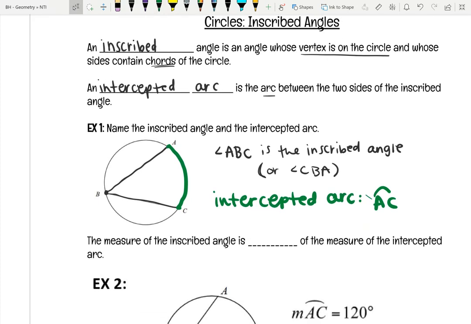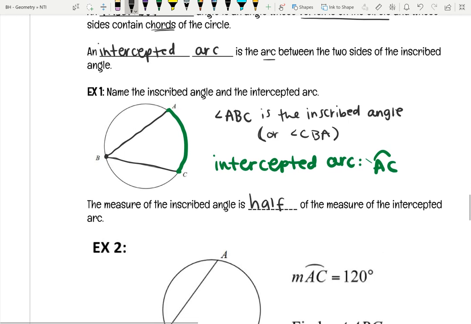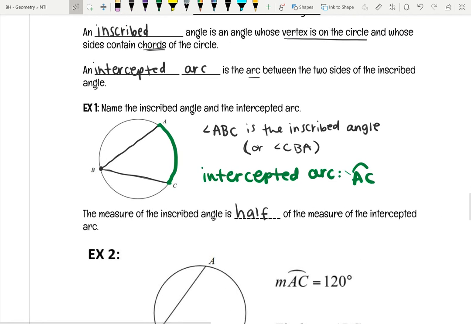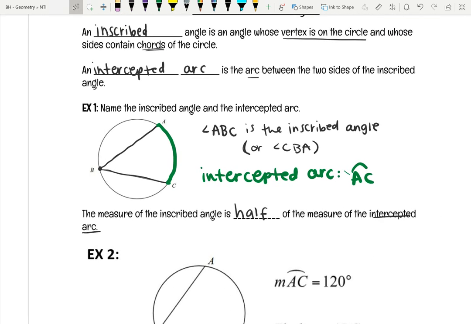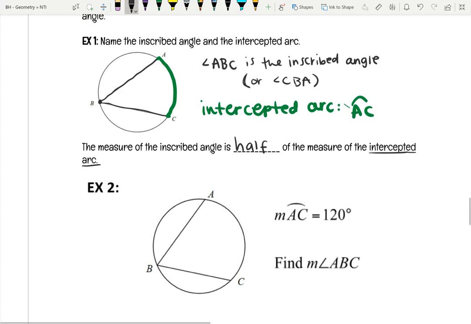Okay, the new rule here is the measure of the inscribed angle is going to be half of the measure of the intercepted arc, okay? So you're just going to take half of that intercepted arc. Now, you may have to use some other circle properties that we've learned, okay? But we're going to start simple.